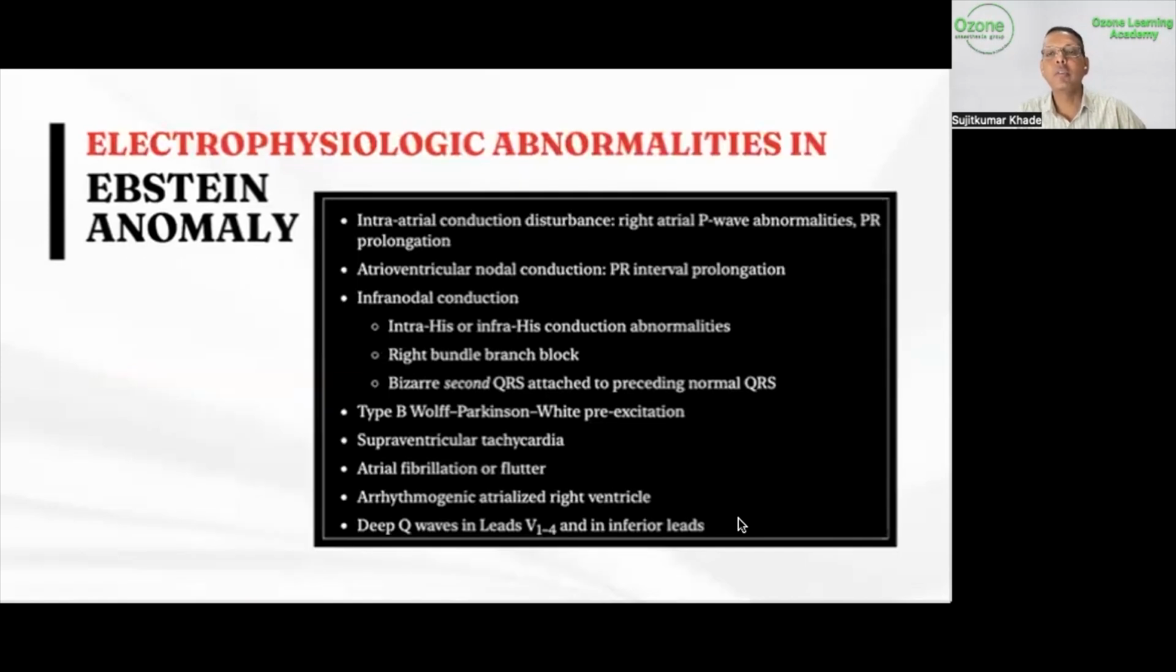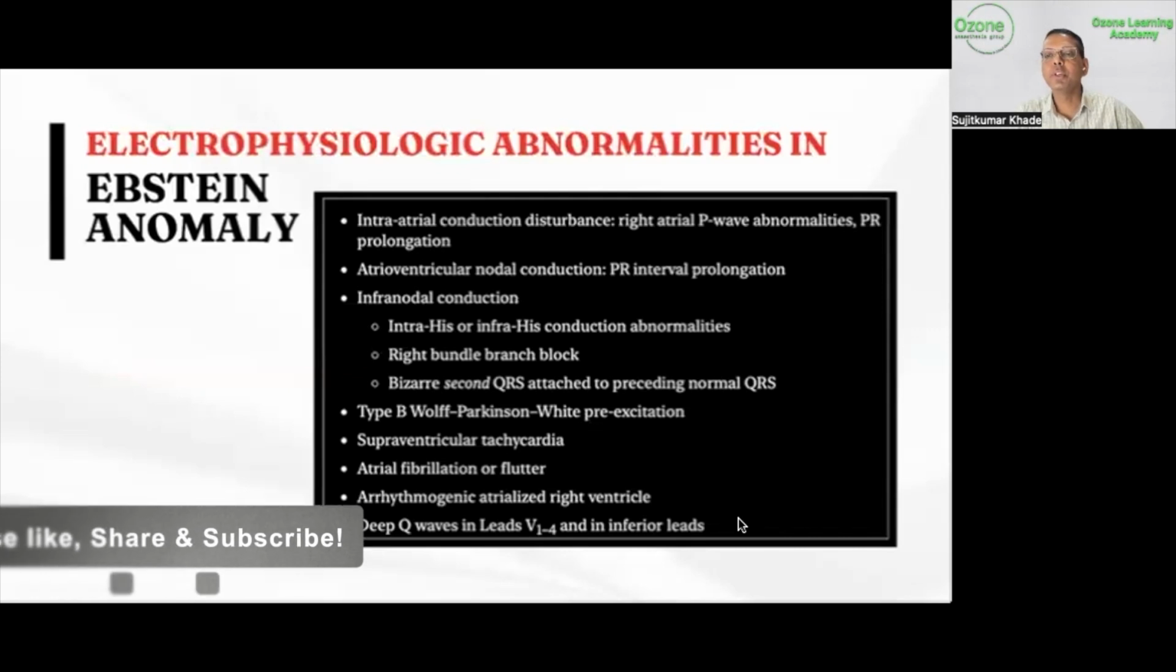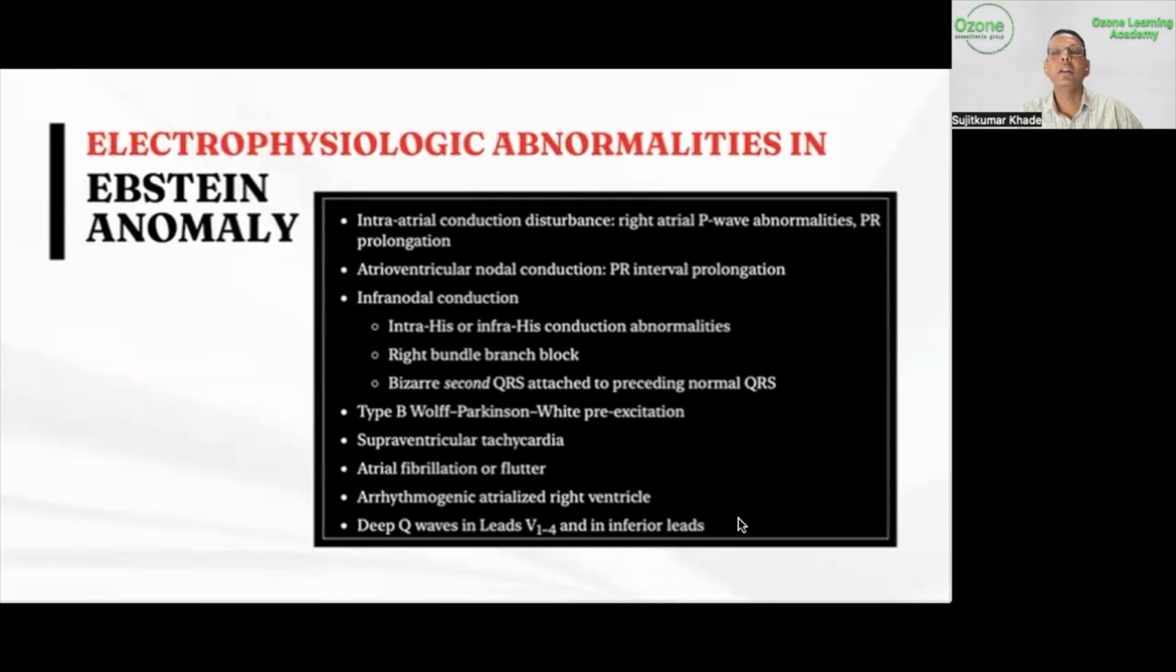The distortion of atrial and ventricular chambers with Ebstein anomaly is associated with arrhythmias that can further impair function and can be life-threatening. As many as 25 to 30% of individuals will have atrial flutter, atrial fibrillation, or paroxysmal supraventricular tachycardia. The following electrophysiological abnormalities are seen in Ebstein anomaly: PR interval prolongation, RBBB, WPW syndrome, SVT, atrial fibrillation, and deep Q waves in V1 to V4 and inferior leads.